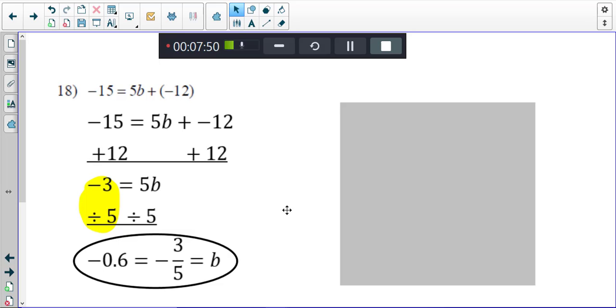And it also depends on what situation we're looking at as well. If we're applying this to a real life situation with money, decimals make more sense. If we're talking about a recipe, for example, fractions might make more sense.